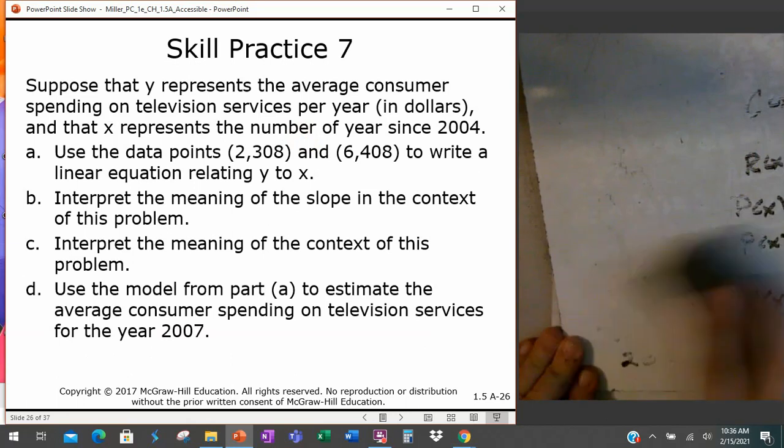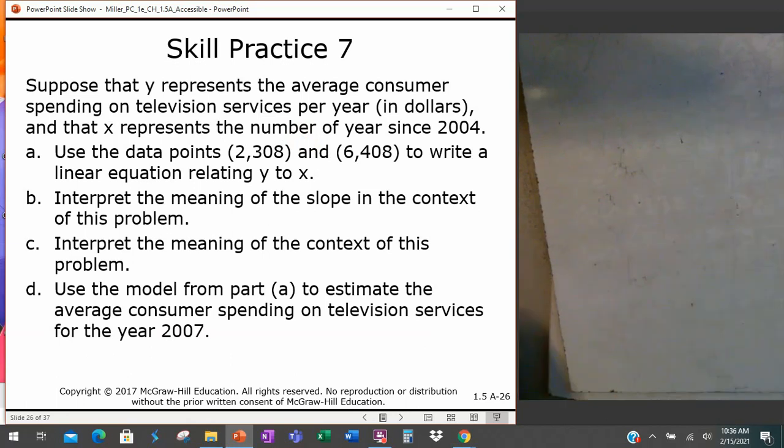Suppose that Y represents the average consumer spending on television services per year in dollars, and that X represents the number of years since 2004. Use the data points (2, 308) and (6, 408) to write a linear equation relating Y to X. So X represents the number of years since 2004. 2 would be representing 2006, and 6 would be 2010. So we have a base year, and here's the spending.